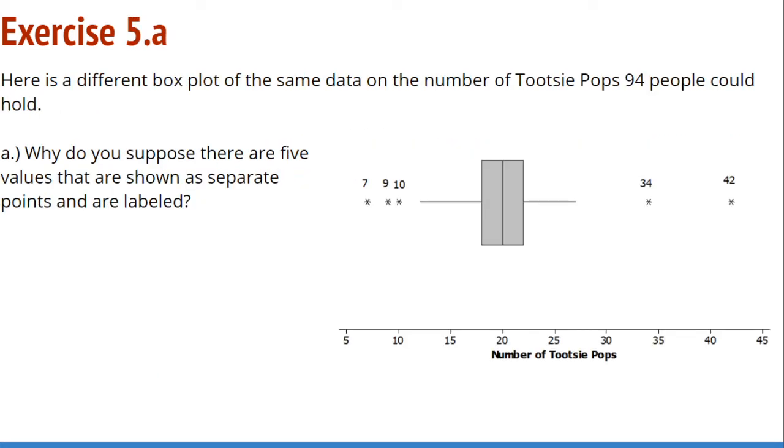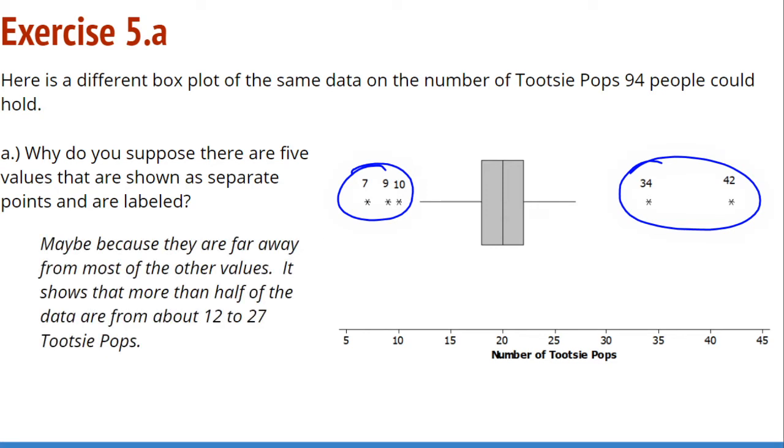So here's a different box plot of the same data on the number of Tootsie Pops 94 people could hold. So this is a box plot, but it's a little bit different kind of box plot. What do you suppose these 5 values that are kind of by themselves and have these little stars under them, what do you think's going on with those?